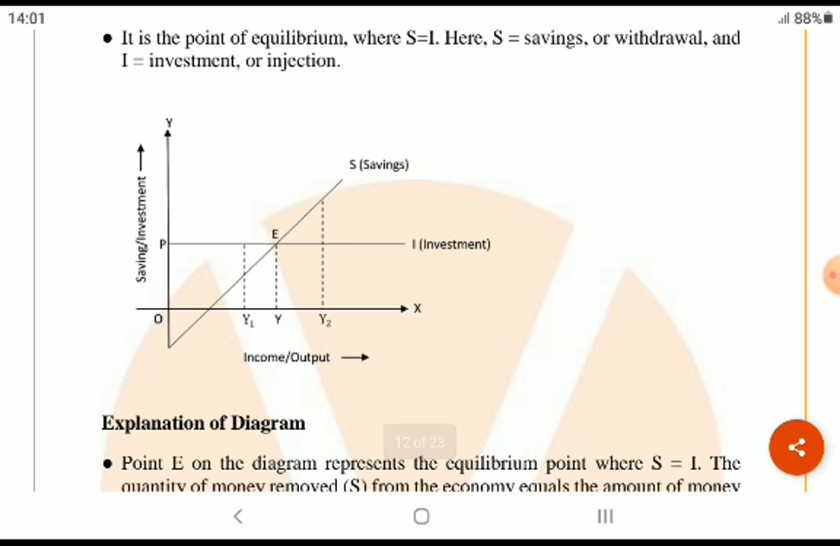So y-axis, x-axis. Y is investment I, and on the y-axis S is savings. Y1, Y2, Y1, Y2 are there. Income, output.